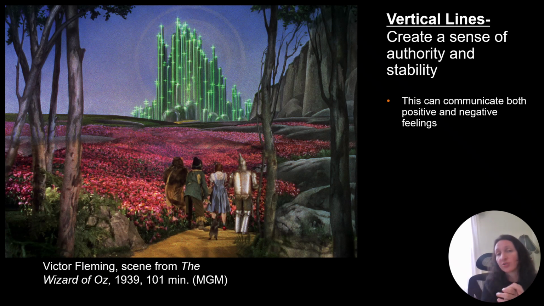Okay, vertical lines create a sense of authority and stability. This is both positive and negative. It is not by coincidence that all of our government buildings will have those vertical pillars out in front of them, right? That is to denote that the courthouse is a place of stability and authority, same way with Capitol buildings and all that kind of stuff. This can both be positive and negative. Think of jail with the vertical bar cells, right? Jail is a really stable place. You know what's coming next. You know when you're going to go to bed, when you're going to eat, etc., etc. So vertical lines create a sense of stability and authority.